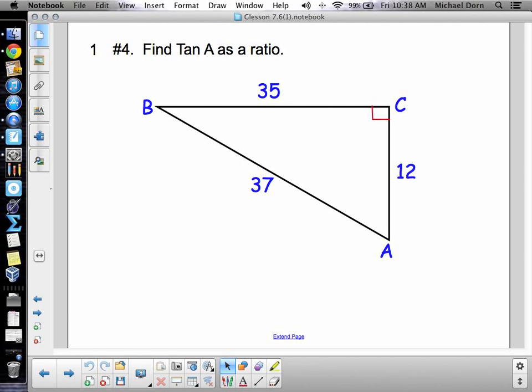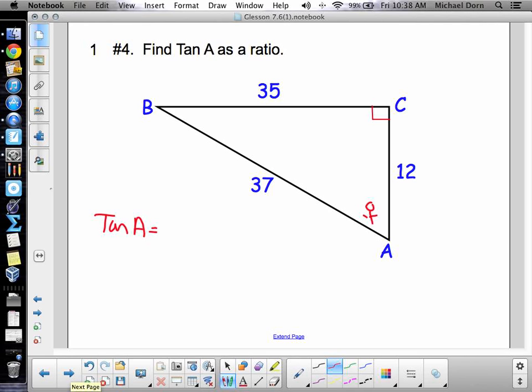So here's a couple quick warm-up type problems. What would the tangent of A be? What would the ratio be? Some of you are already diving right into it, but for those who are a little confused, remember, this is A. That's where we're standing down here. Tangent of A would be what? 35 is the opposite over the adjacent, which would be 12. Okay?